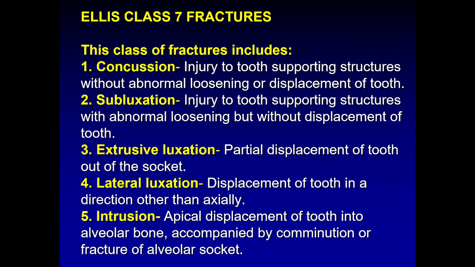Now you come to concussion. I spoke about concussion. Do nothing. It's like a bump. Subluxation: if it's displaced a bit, splint. Subluxation is a PDL injury, so flexible splint. Extrusive luxation, again, flexible splint for 2 weeks. Lateral luxation: see, lateral luxation will only happen if it's involved with alveolar fracture. And when there is an alveolar fracture, 4 weeks of rigid splinting or semi-rigid splinting.